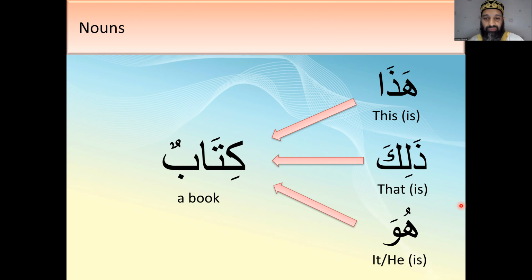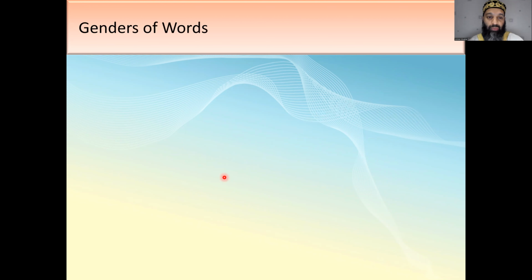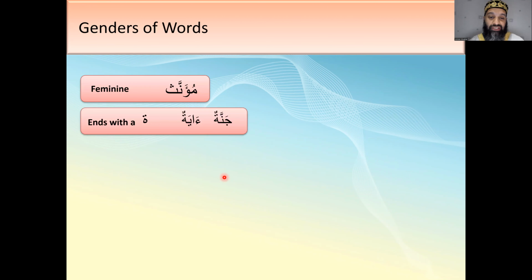Right, okay, next one, barakallahu feek. So this was just an example of words linking together to make a little sentence. And then we talked about the different categories of words.